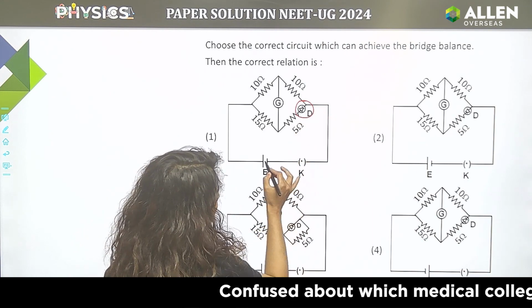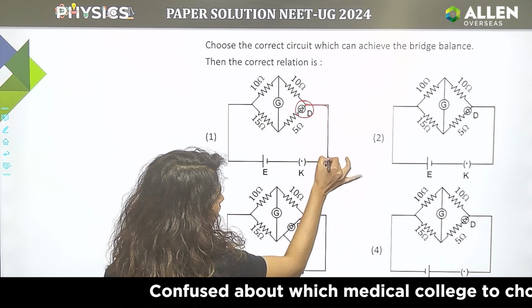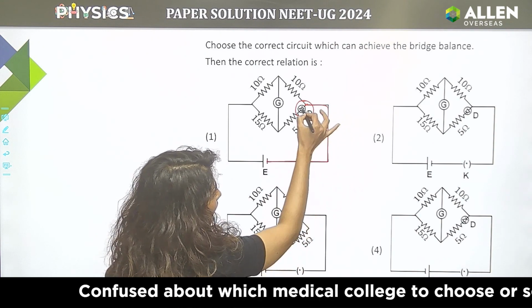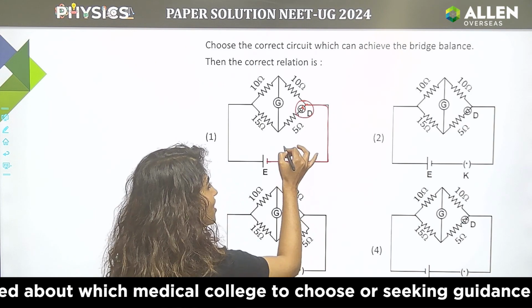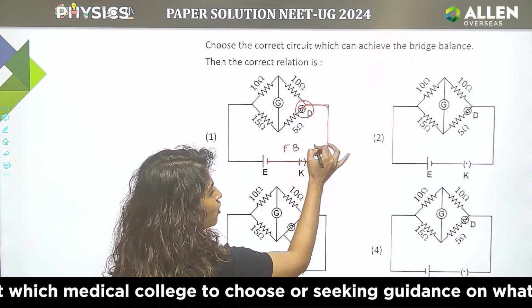Check this end. This end is the negative terminal, connected to the negative terminal of the cell. And it's also connected to the N side of the PN junction. That means, yes, this is forward bias, which is our correct answer.